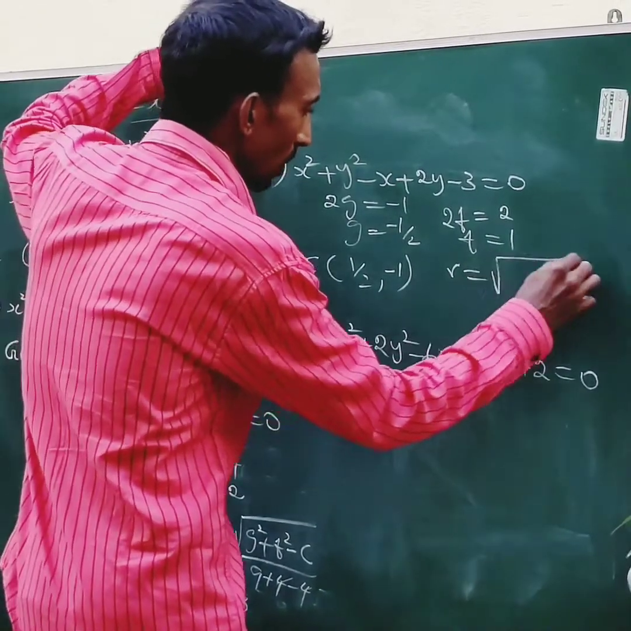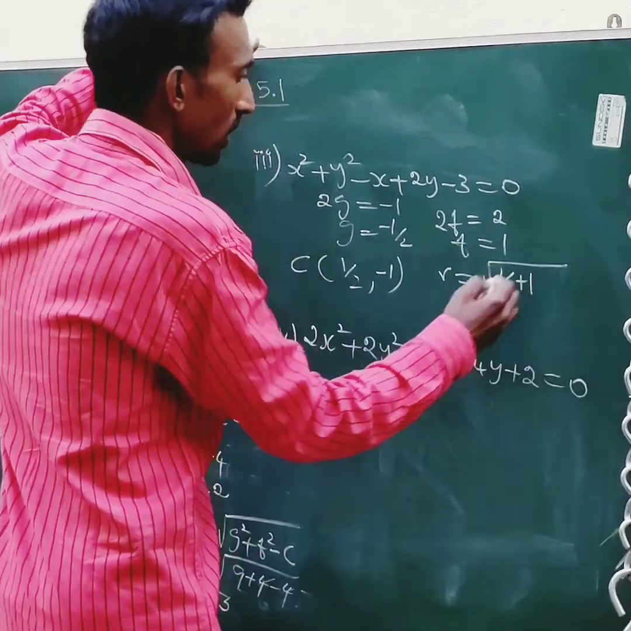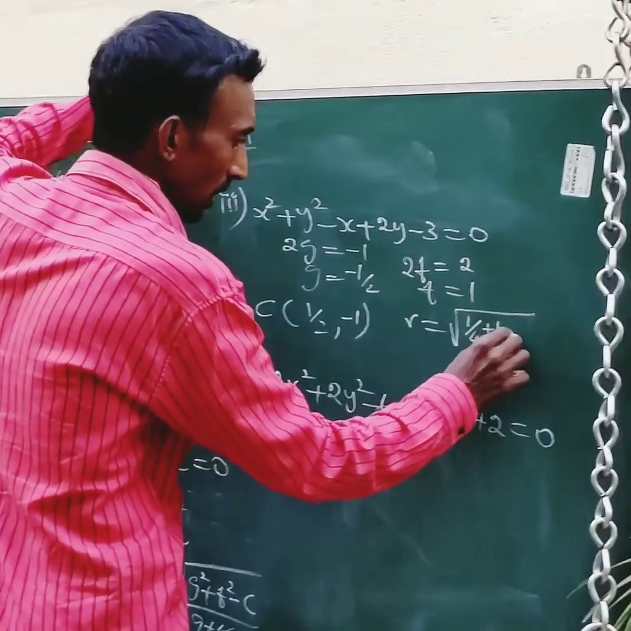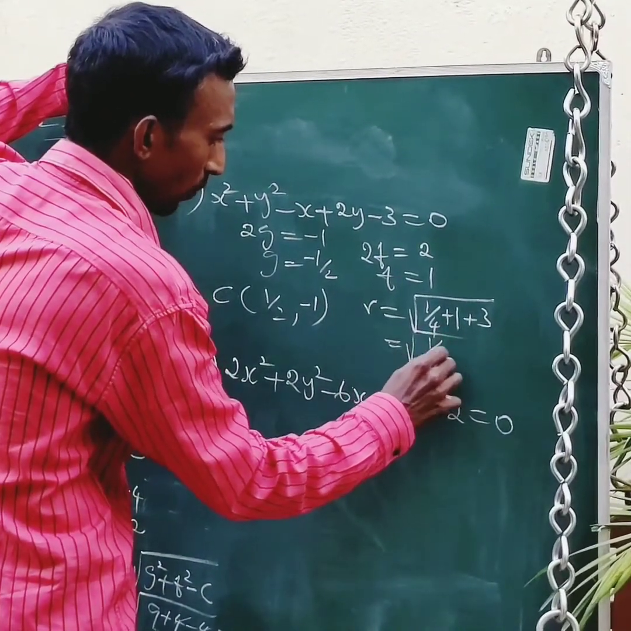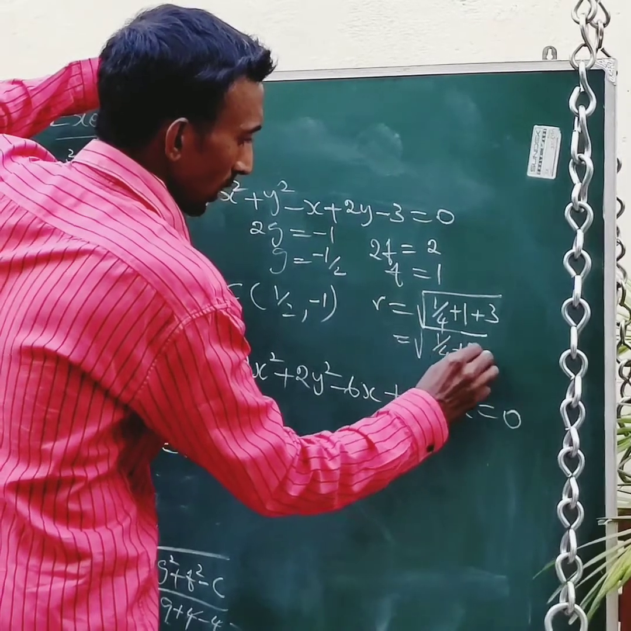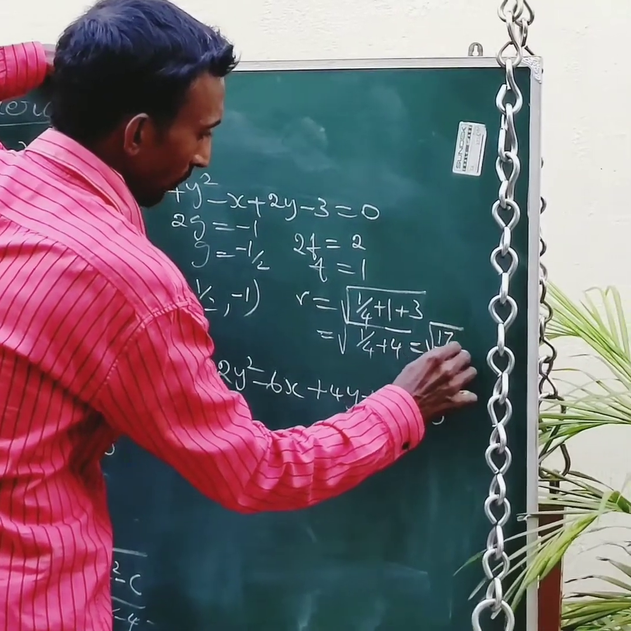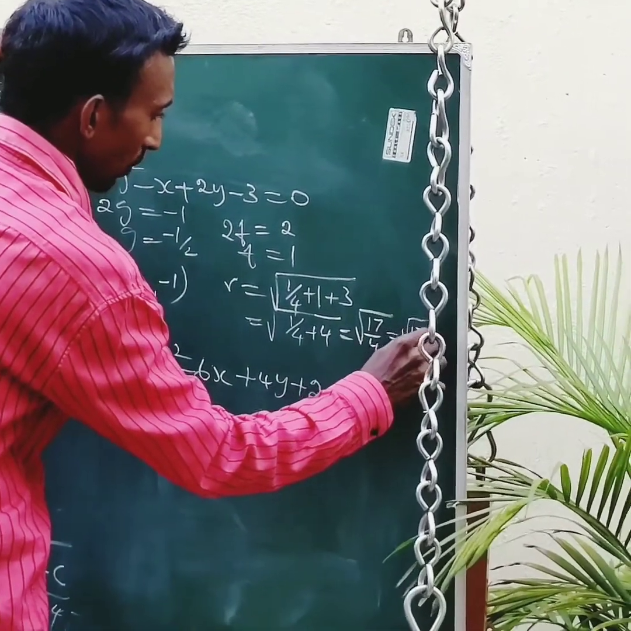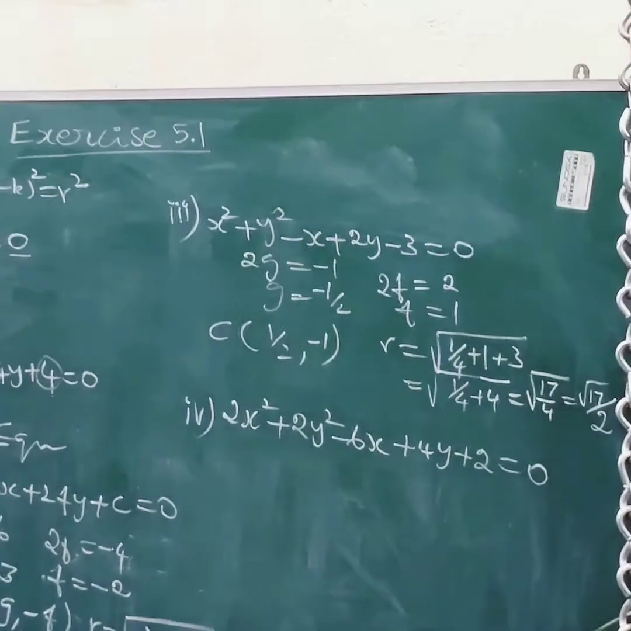So root of minus 1 by 2 the whole square, 1 by 4, plus 1, and c value is minus 3, so it becomes plus 3. So root of 1 by 4 plus 4, take the LCM, so root of 17 by 4, so root 17 by 2, that is the radius of the third circle.